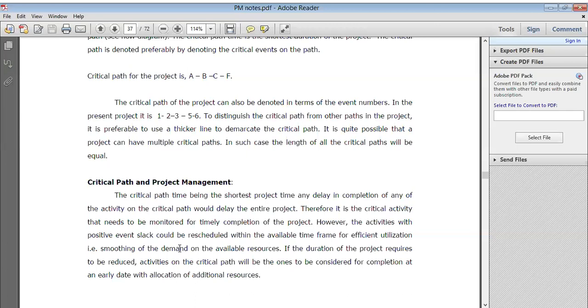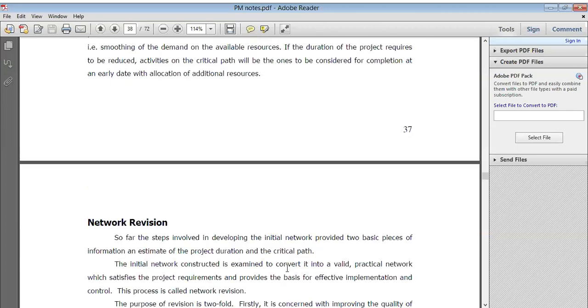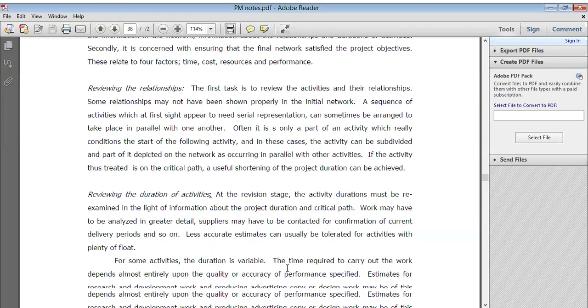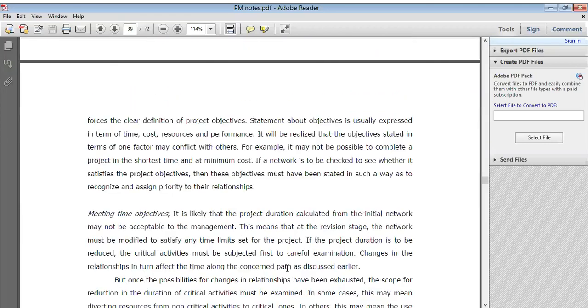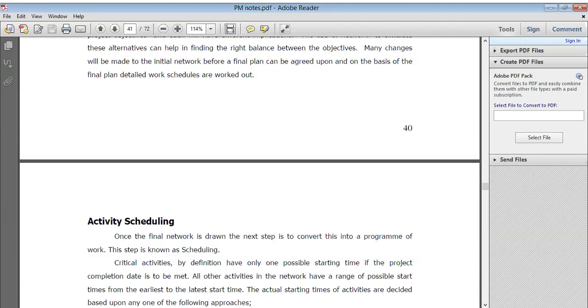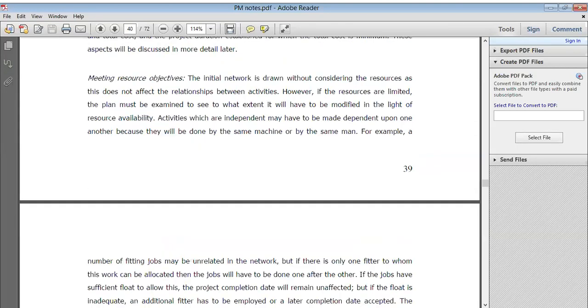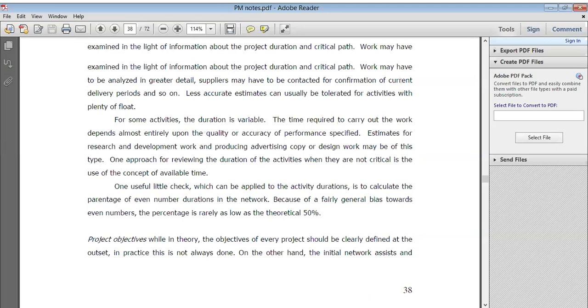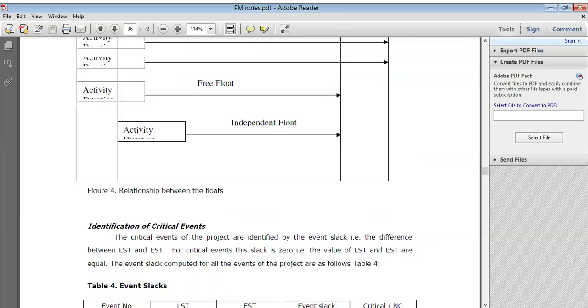Now, in project management, the critical path time is the shortest project time, and any delay in the completion of any activity on the critical path matters, and it is calculated in the particular way we have seen. Now the revision of the network will start from tomorrow, okay, because it's very big. I hope you understand the activities of the critical path and what the earliest time and latest time are.